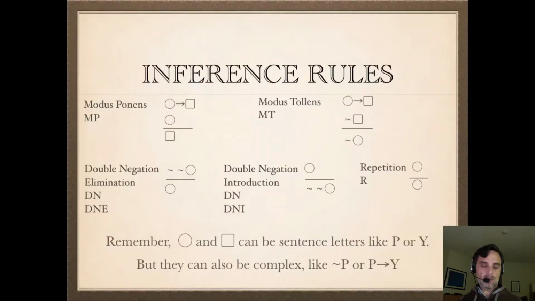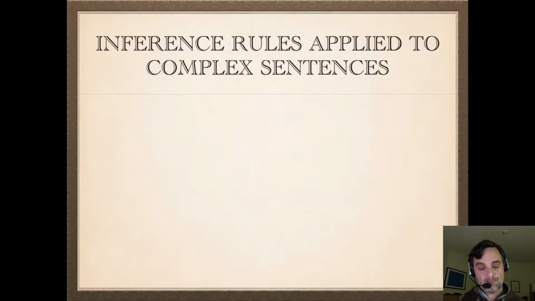So the other thing I want to say about inference rules, besides the fact that you need to memorize them, is this: the circle and the square can be sentence letters like P or Y, but they can also be complex sentences like not P, or if P then Y. So let me illustrate this.